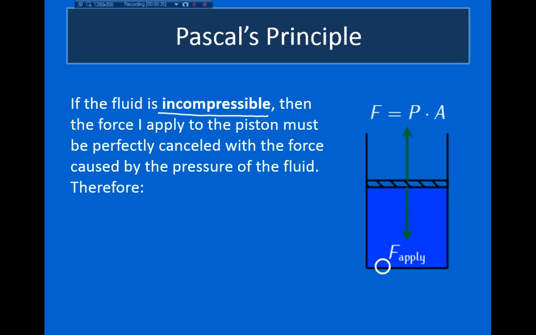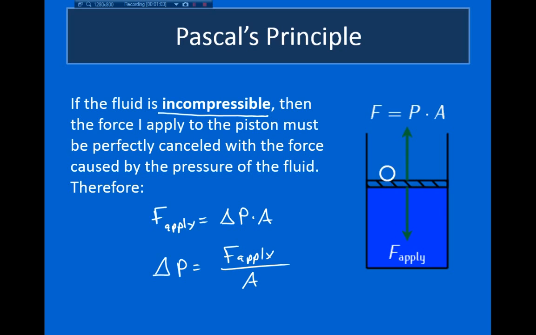So the idea is that if I apply a force pushing downwards on this plunger, the water has to exert an equal and opposite force pushing upwards. Otherwise the plunger would move, compressing the liquid. So by setting these two forces equal to each other, we can find the change in the pressure. So the applied force must be equal to the change in the pressure of the fluid times the area of the plunger. So the change in the pressure is going to be equal to the applied force divided by the area over which the force is being exerted.